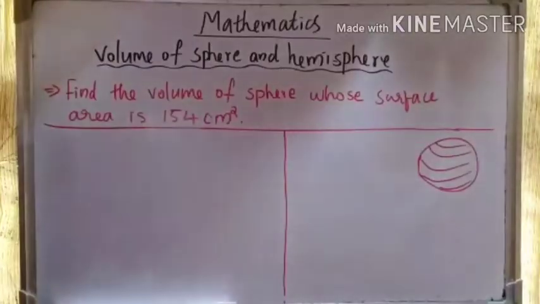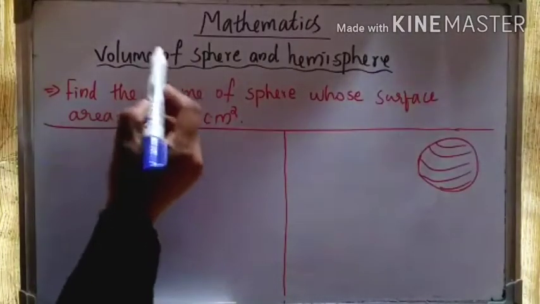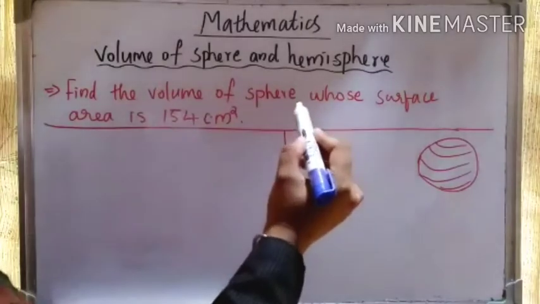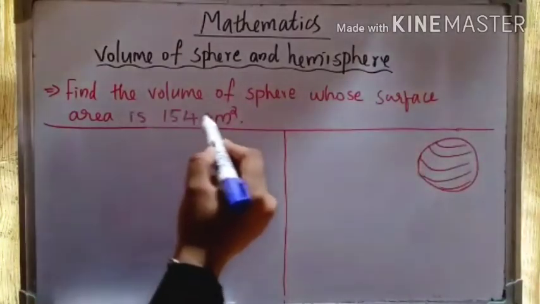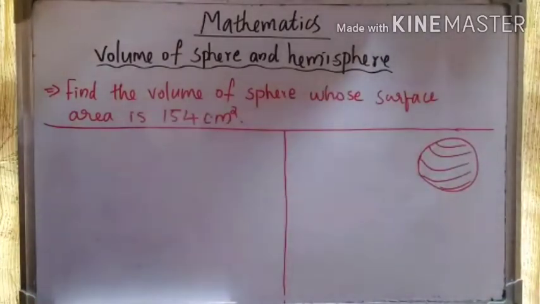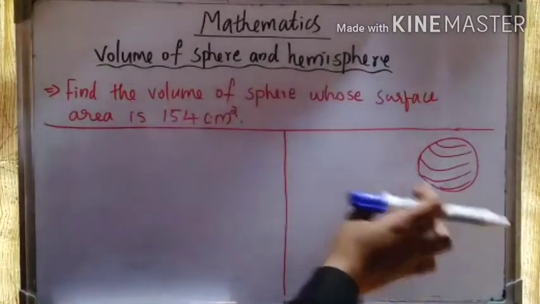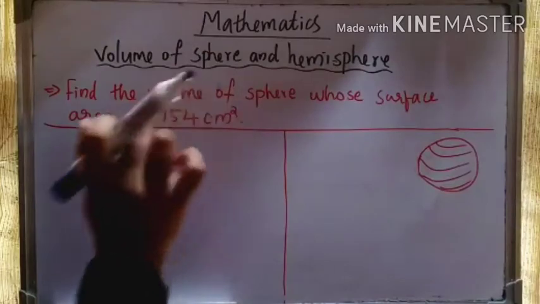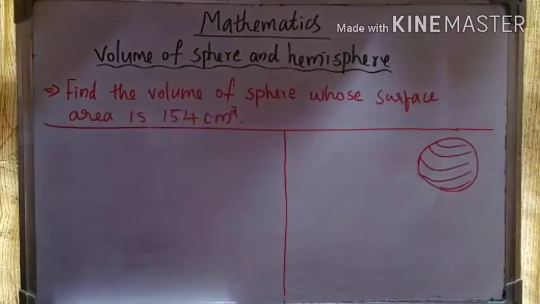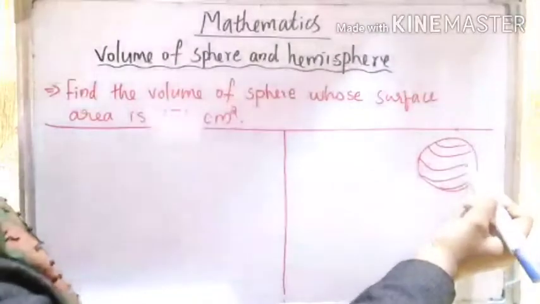Today, we are going to discuss two important problems regarding volume of sphere. Okay, so let's go to our first question. I will read the question. Okay, this is our question. Find the volume of sphere whose surface area is 154 centimeter square. We need to find the volume of this sphere. Then what is given? Surface area is given. So this is a sphere.